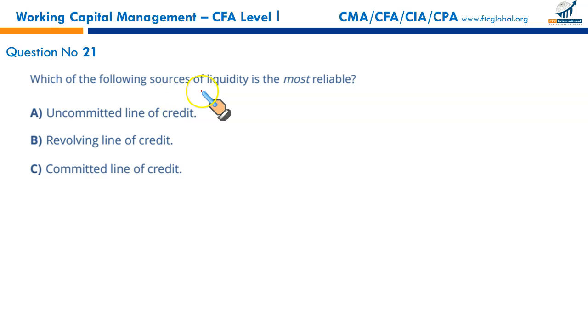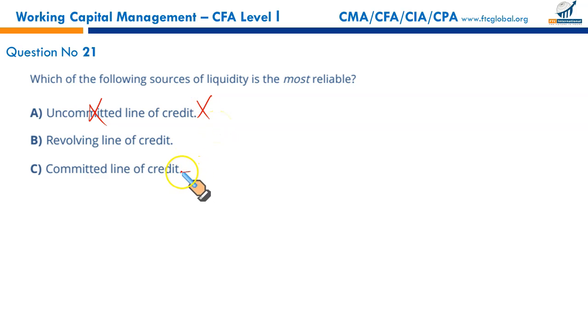Which of the following sources of liquidity is most reliable? As the word says, uncommitted line of credit means the bank may refuse to provide the credit if the firm is in trouble, if the firm's conditions change. So this is not reliable.